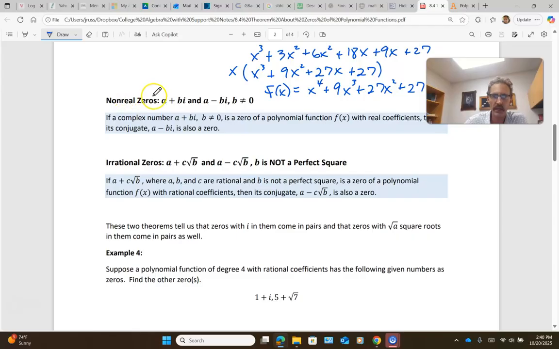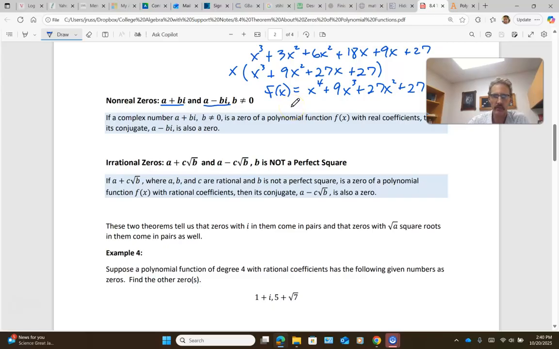If we have any non-real zeros, basically a zero that has an i, it could have a real component and an imaginary component, or it could just have the imaginary component like we saw with the 3i and negative 3i. This just says that they come in conjugate pairs. So if a plus bi is a zero, then a minus bi has to also be a zero of the polynomial.